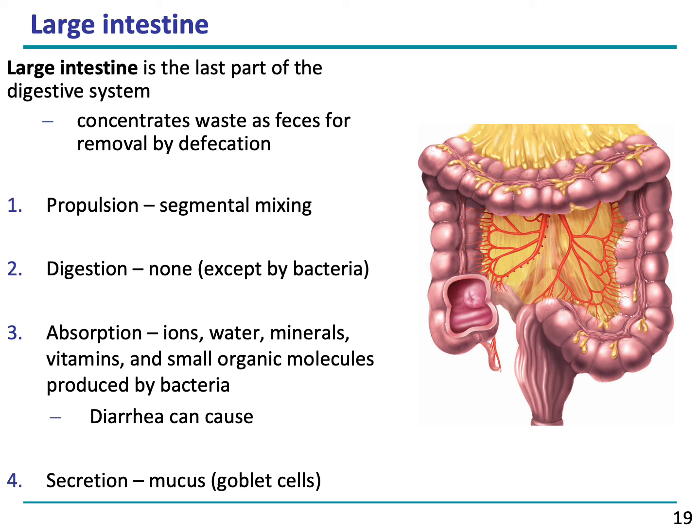Absorption, what do we absorb here? We absorb ions, we also absorb water, minerals, vitamins, and small organic molecules produced by bacteria. And note that diarrhea can actually cause dehydration, the loss of water. Okay, and finally, secretion is okay. We only secrete mucus here, which is performed by goblet cells.